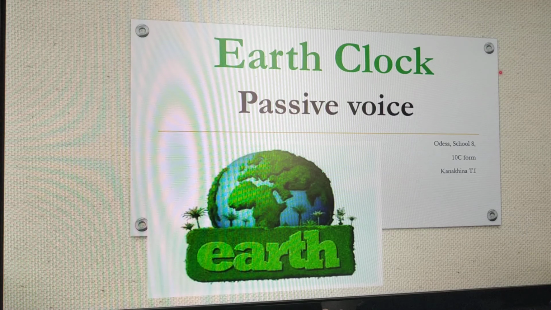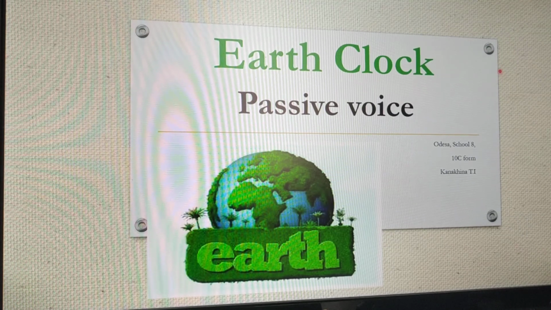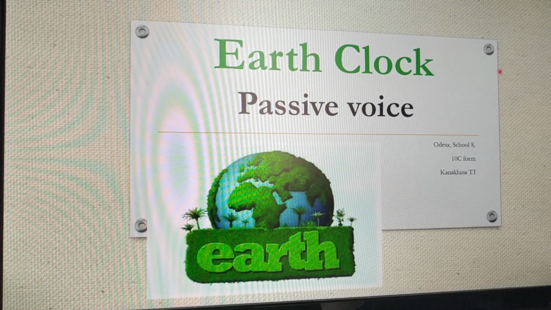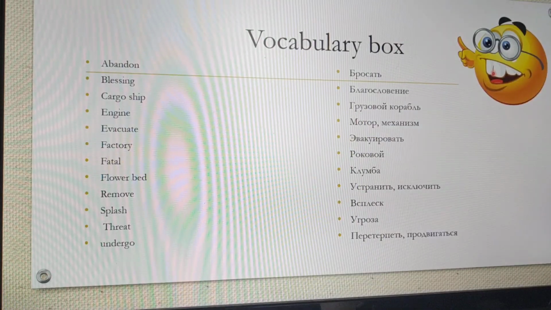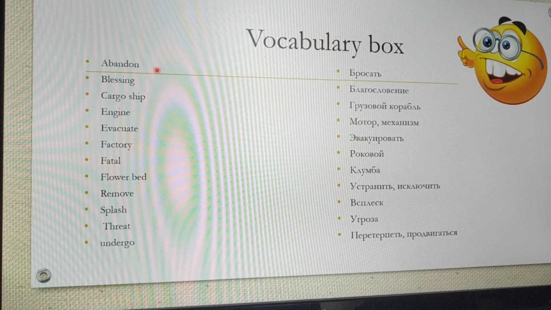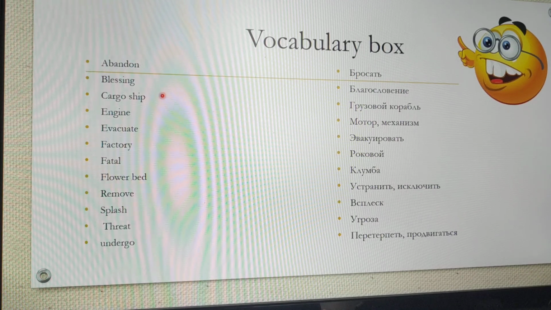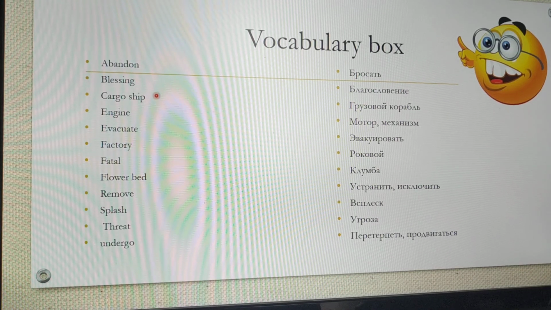Today we are going to continue our topic which is connected with the earth clock, and of course we will speak about passive voice. I would like to start with the vocabulary box. Your task is to listen carefully to the words, to repeat after me, after that to rewrite the words into your vocabularies and to learn them by heart. So listen and repeat.